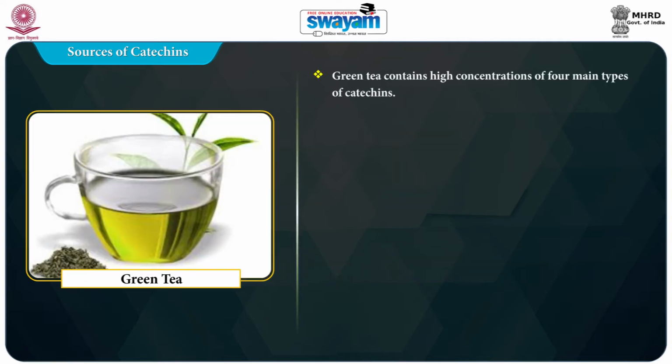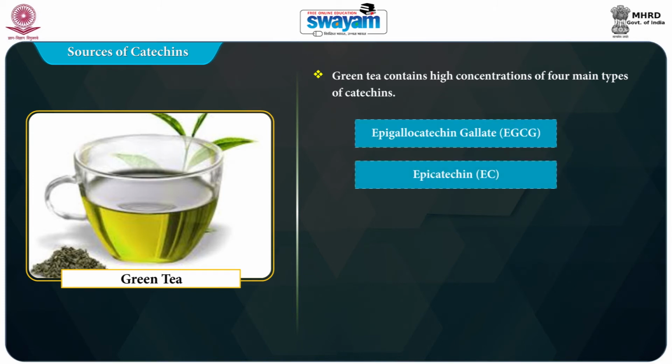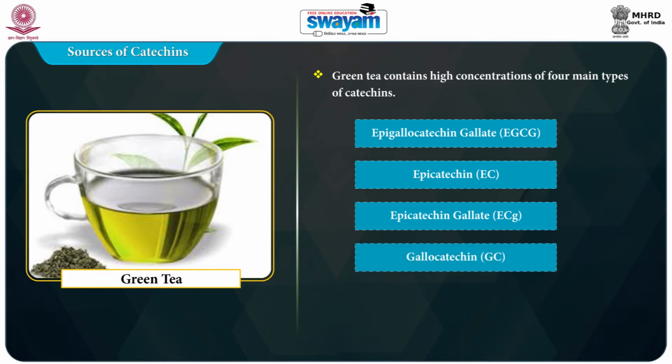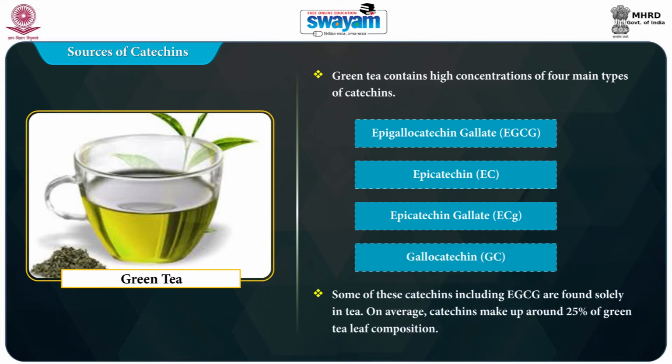Green tea contains a high concentration of 4 main types of catechin. The green tea catechins are epigallocatechin gallate, epicatechin gallate and gallocatechin. Some of these catechins, including epigallocatechin gallate, are found solely in tea. On an average, catechins make up around 25% of green tea leaf composition.